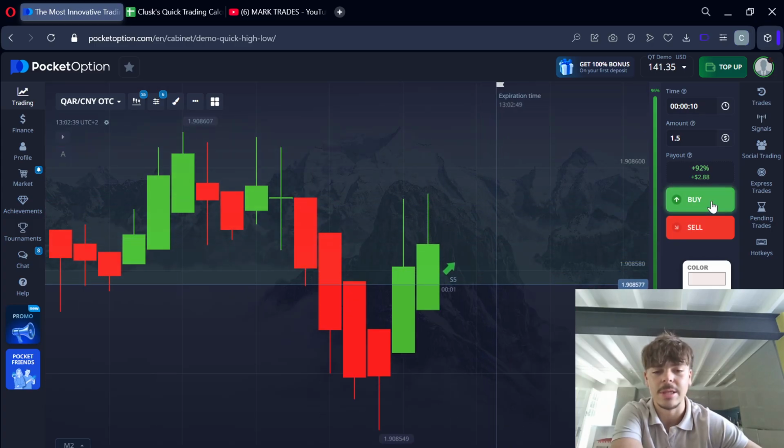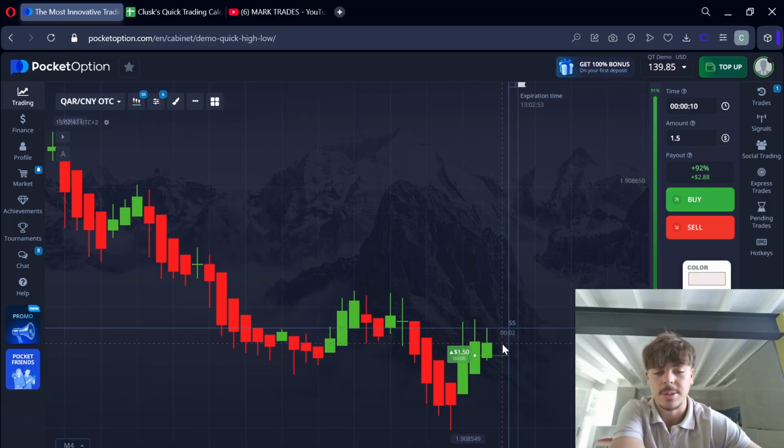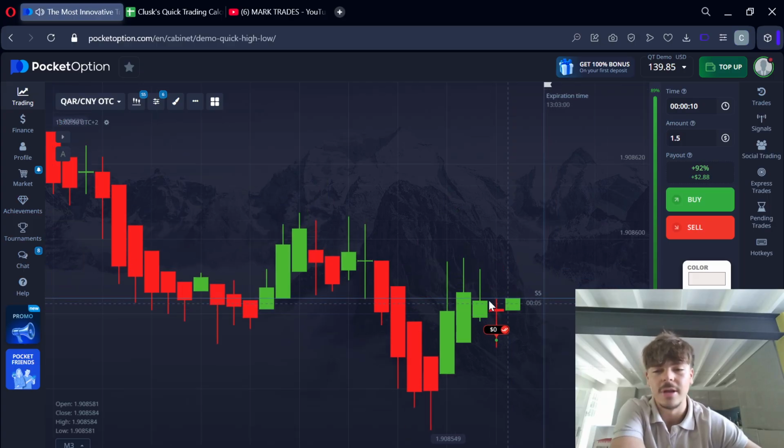Like, let's see, why would you try to buy here? It's probably going to push down, right? But who knows, right? Let's just take one more trade here to see what actually does happen. But once again, there we go. Another loss.